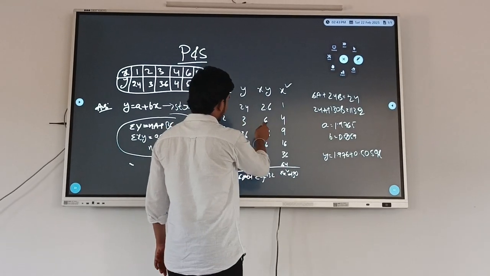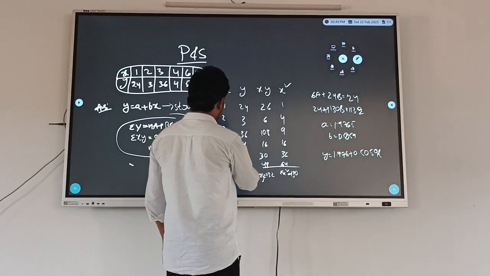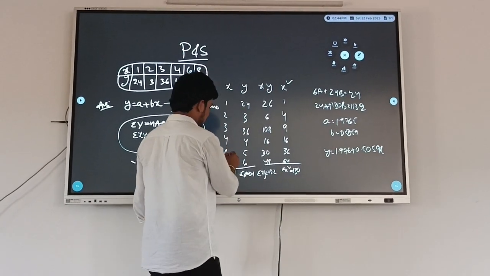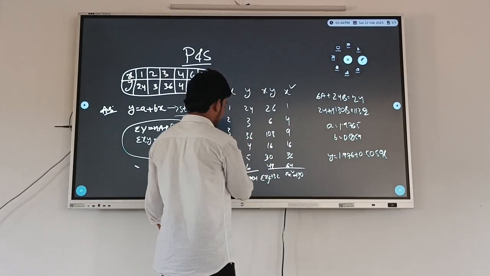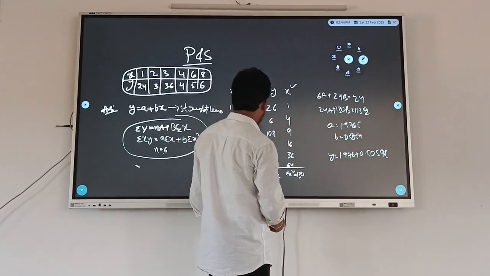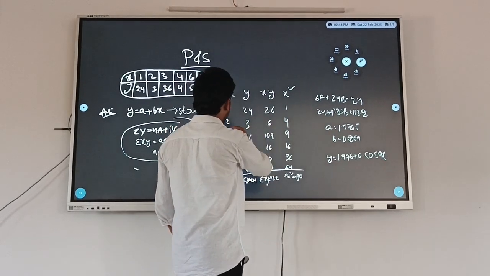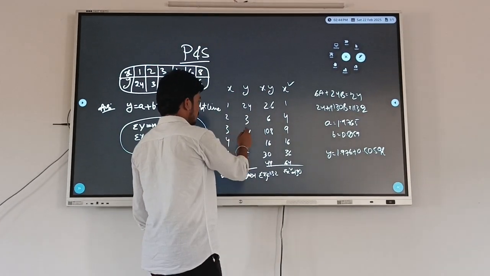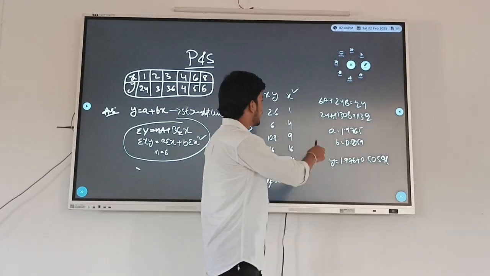2 into 3 equals 6, 3 into 3.6 equals 10.8, 4 into 4 equals 16, 6 into 5 equals 30, 8 into 6 equals 48. And x²: 1 into 1 equals 1, 2 into 2 equals 4, 3 into 3 equals 9, and 8 into 8 equals 64.